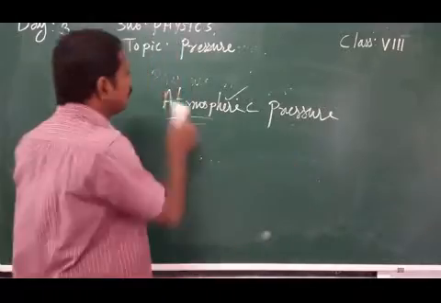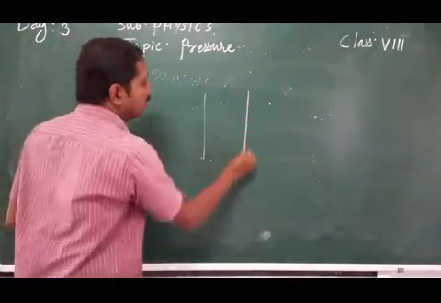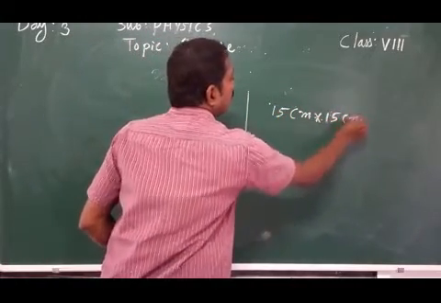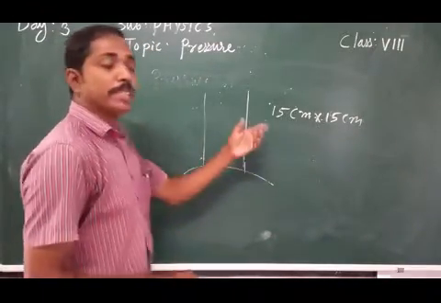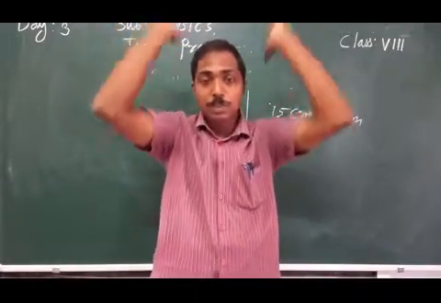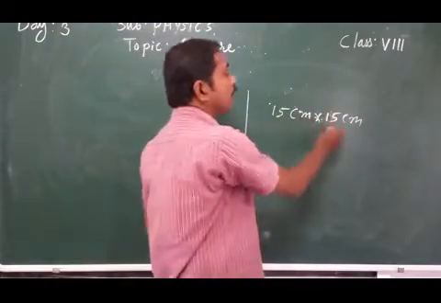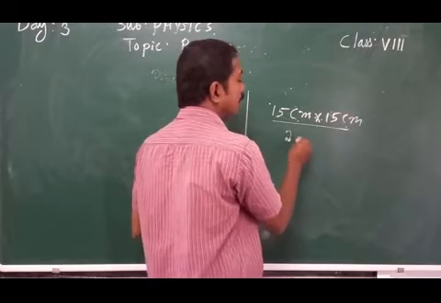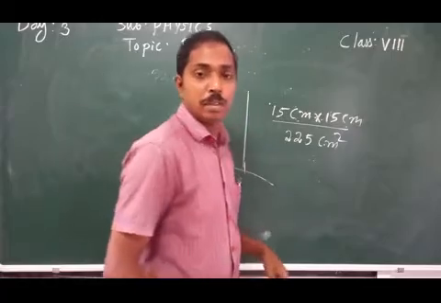Then we consider one situation. We consider a 15 centimeter into 15 centimeter area above your head. This part, the textbook picture is drawn there. This part you consider as the area. What is the area? Length into width: 15 centimeter into 15 centimeter. It will be 225 centimeter square. Is it?